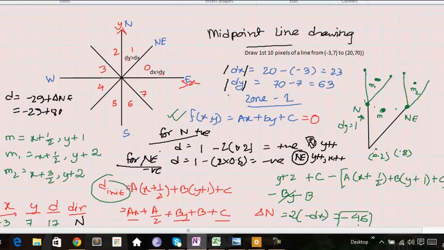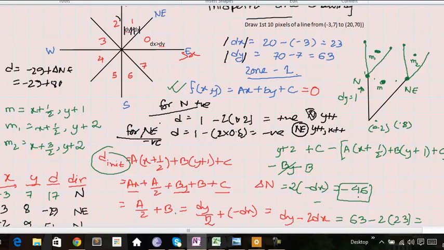After that, to determine within these two zones which one you have to pick, you do it by the magnitude of dy and dx. If the magnitude of dy is greater than dx, it's in this zone, and if the magnitude of dx is greater than dy, then it's in this zone. Next, you have to derive the necessary equations.